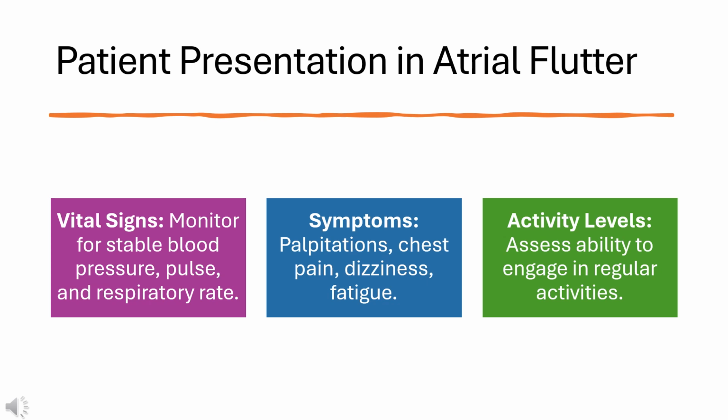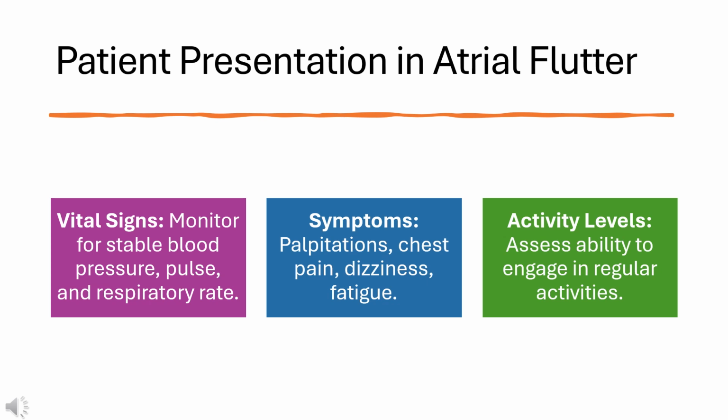Evaluating the patient's ability to perform regular activities helps in understanding the impact of atrial flutter on their daily life and overall functional status. Ask the patient about their ability to perform daily tasks, such as walking, climbing stairs, and household chores. Note any limitations or increased effort required for these tasks. Inquire about any changes in their exercise routine or ability to engage in physical activities. A decrease in exercise tolerance can indicate worsening cardiac function.